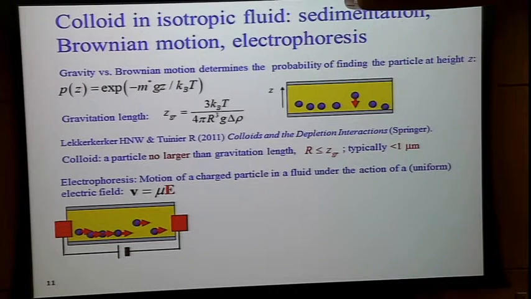And the simplest example, that many of you drink during breakfast, is what? Milk, exactly.